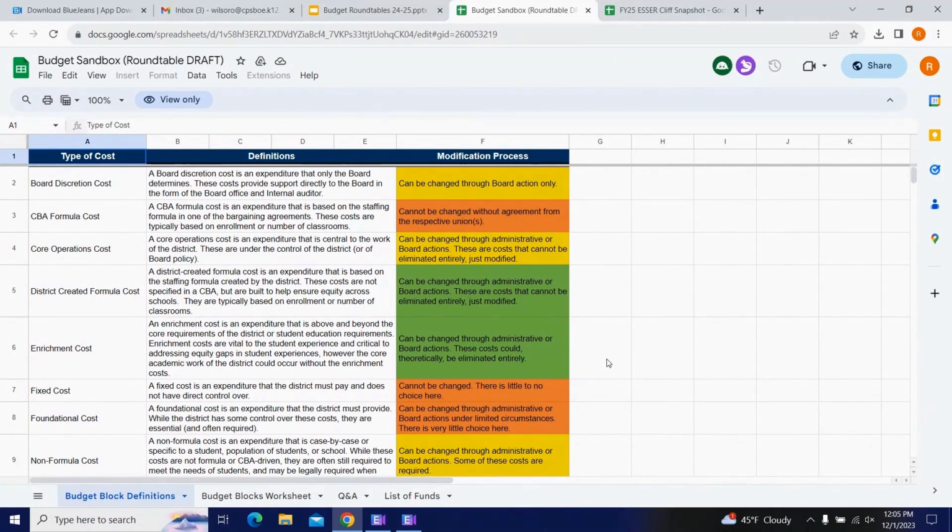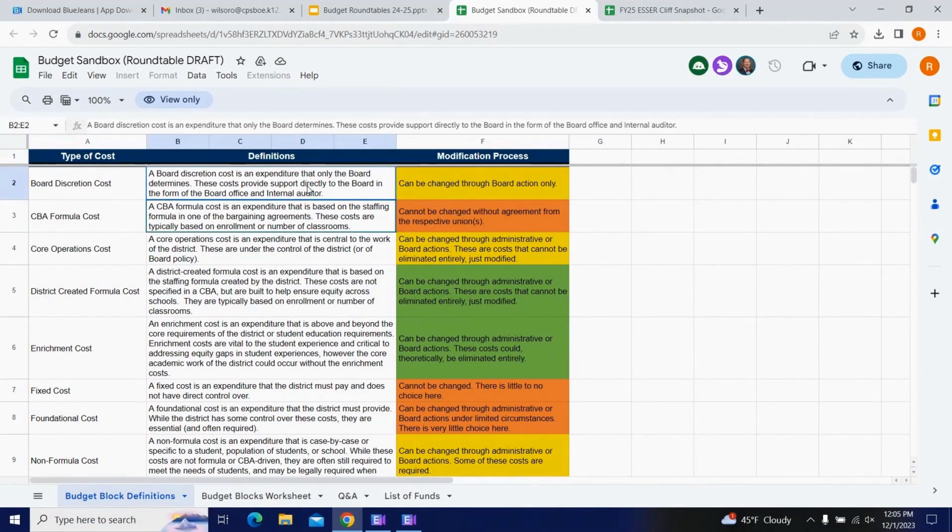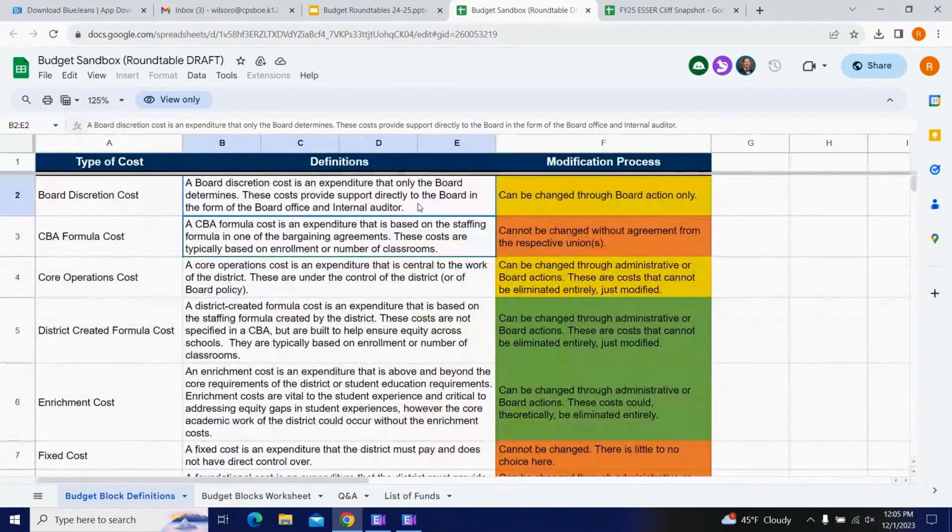The first tab that we see when we open it up is definitions of each of these types of costs. So we have defined them in the middle. So let's take CBA formula costs, for example. That's a cost, as I said earlier, that is based on a staffing formula in one of the bargaining agreements. That is the hardest to change cost. So that's labeled as orange because we can't do anything with it without agreement from our unions. And as I mentioned earlier, we're about to enter negotiations with all of our union groups for new contracts. So anything that's negotiated has to go through the negotiation process.